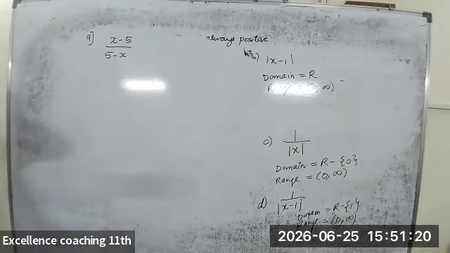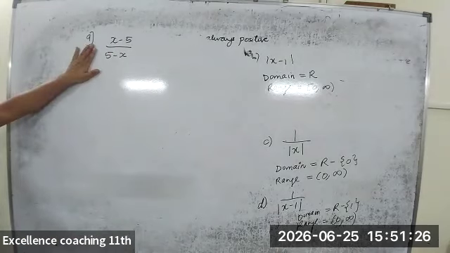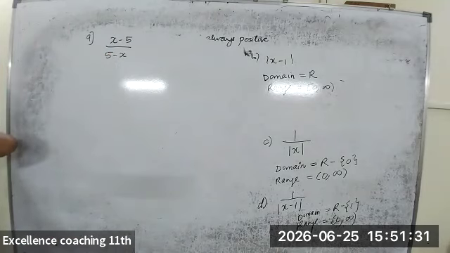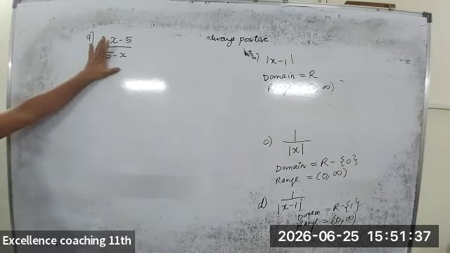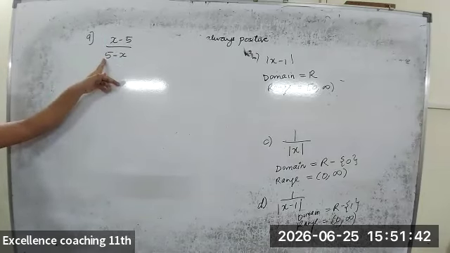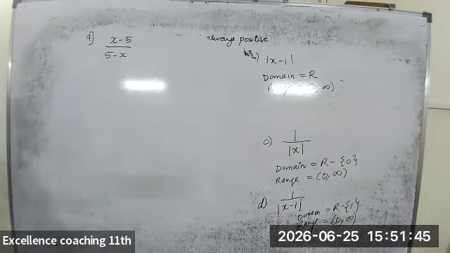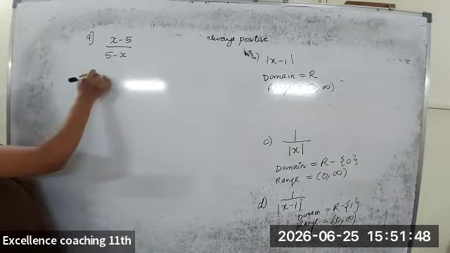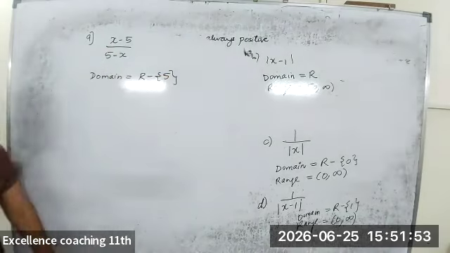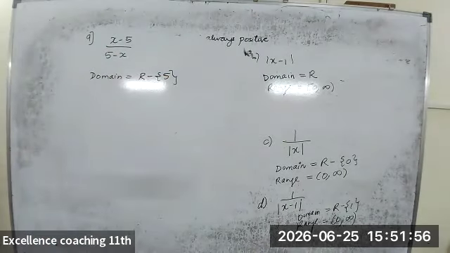Tell me what should be the domain? This has no root, this has no modulus, this is a normal function, a polynomial type of fraction. Which number should I not give? If a root is there, then it has to be positive. Modulus is a normal function. If a denominator is there, what should be the condition? The denominator should not be 0. Which number, if I give, makes the denominator 0? 5. So the domain will be: you can give all numbers except 5.